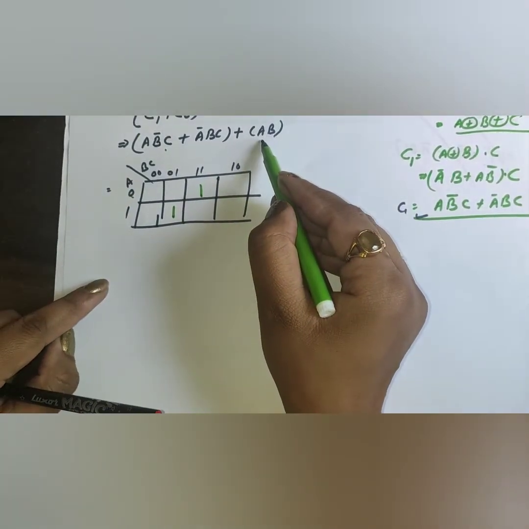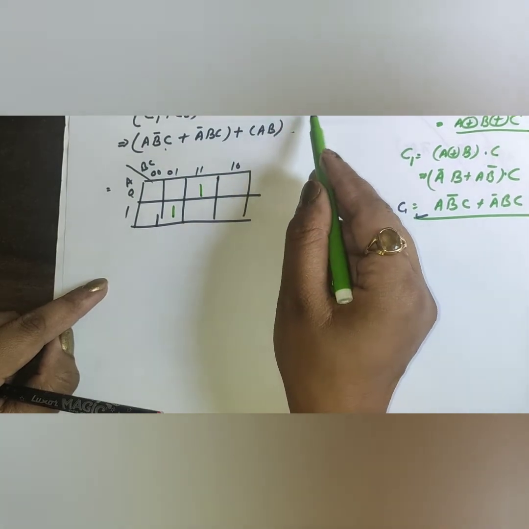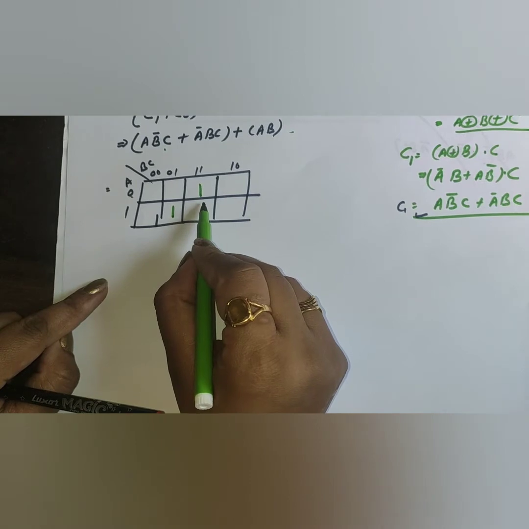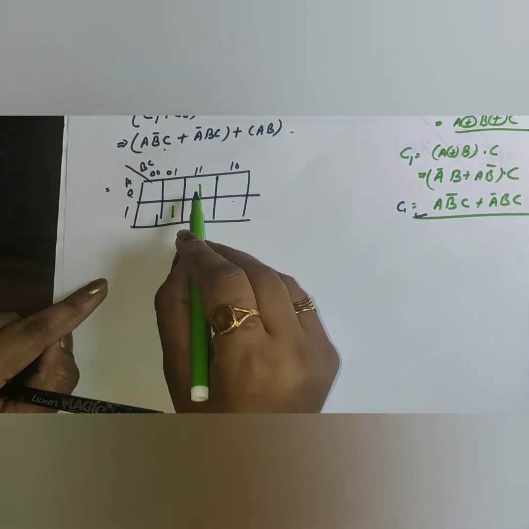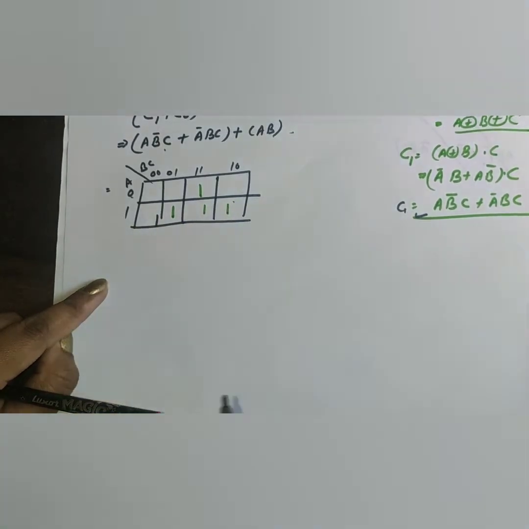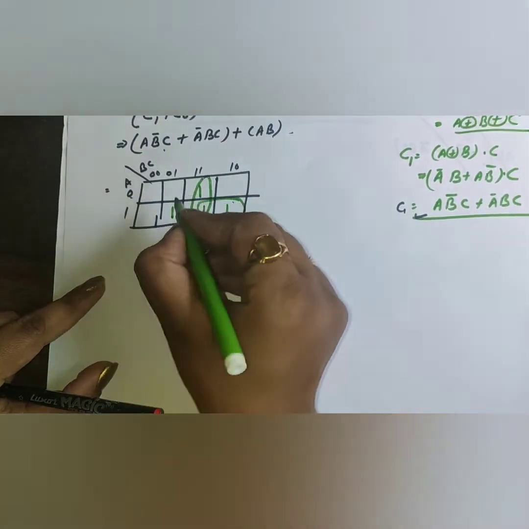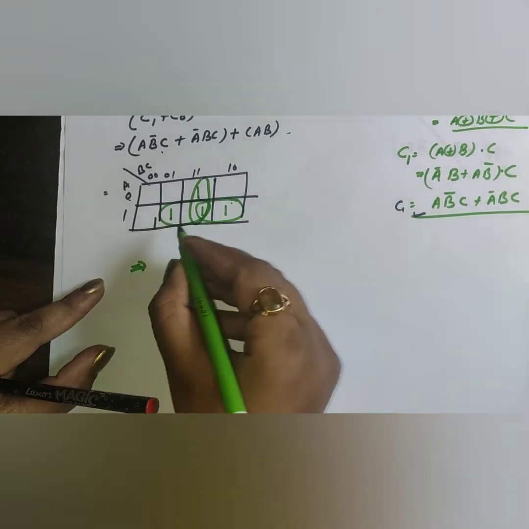Now the third one is AB. How do we place AB where C is eliminated? Here you can check, B is 1, A is 1 and C is eliminated, so we can write 2 ones here. Then we make the grouping. This is the grouping, and now the answer will come from it.